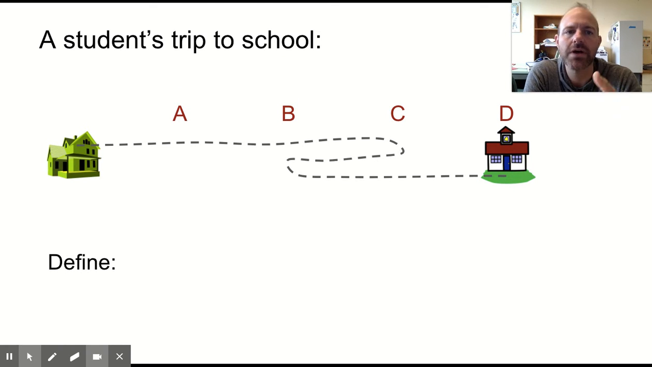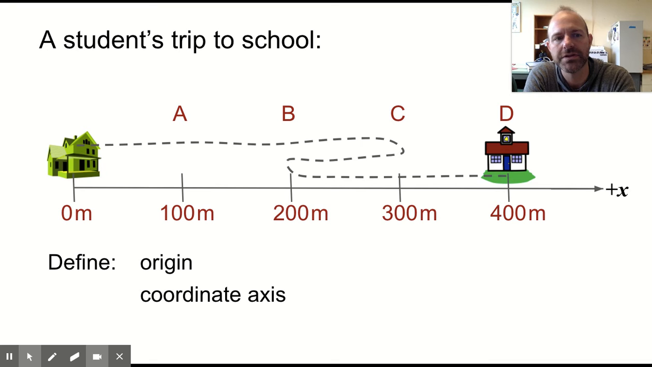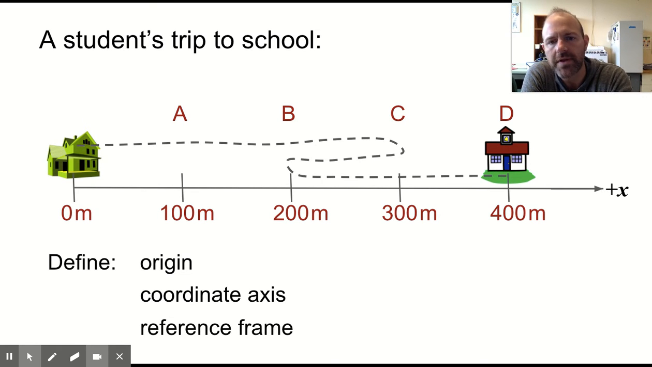Whenever we talk about kinematics, we always need to define our starting point or origin, which we can label as position 0. In this case, it's one-dimensional, so it'll be along a line. Then we want to define a coordinate axis. Moving to the right, we're going to call our positive x direction, and we'll mark out 100, 200, 300, 400 meters as we go. And then we need our reference frame. Our reference frame is us standing still looking at this. We're not moving with the person traveling to school. We are in the frame of the ground, the home, the school.